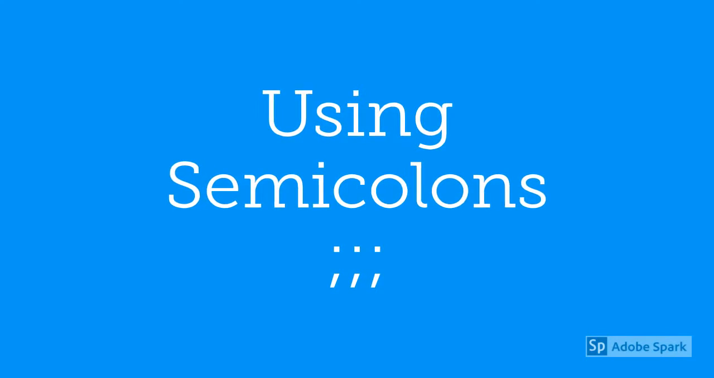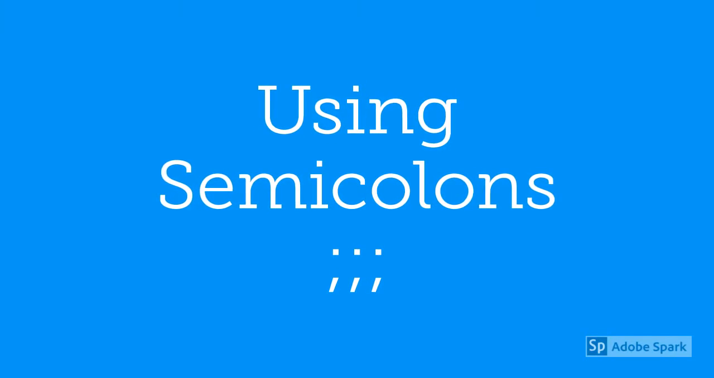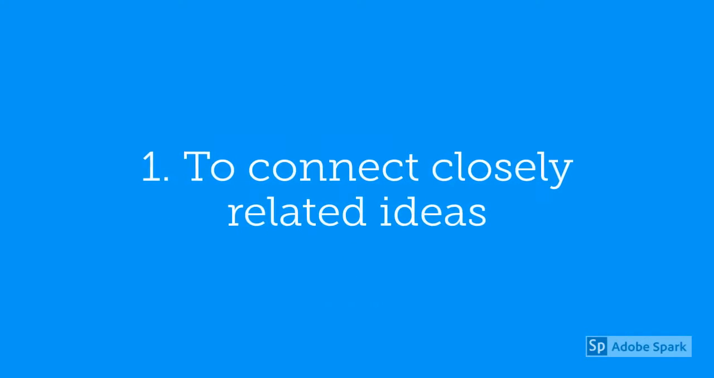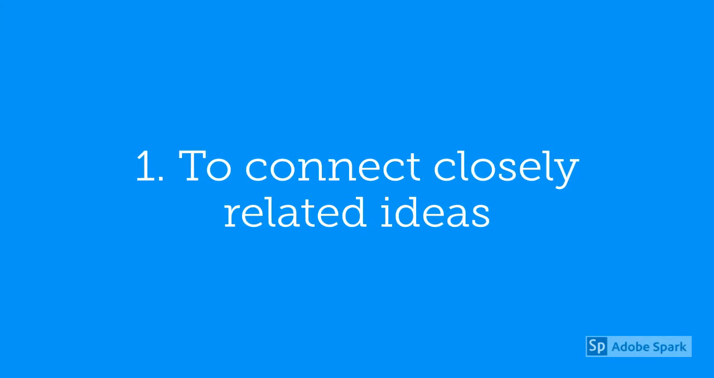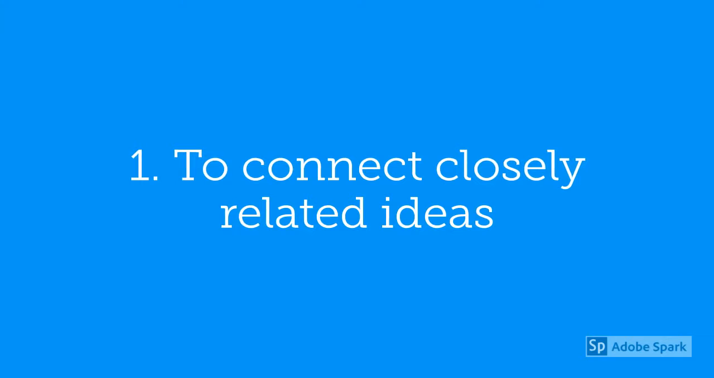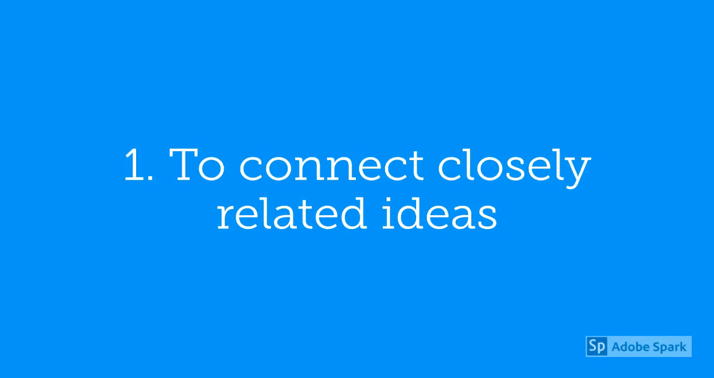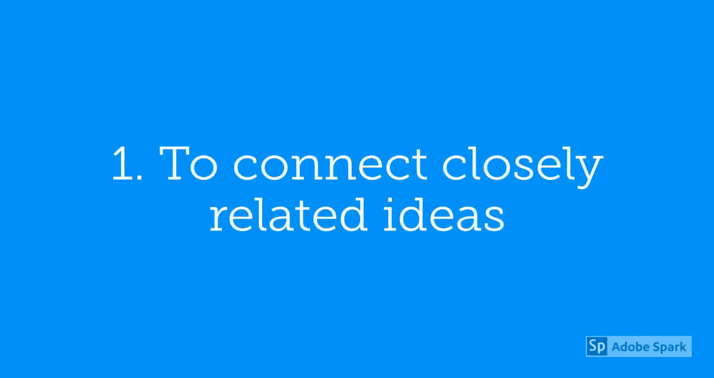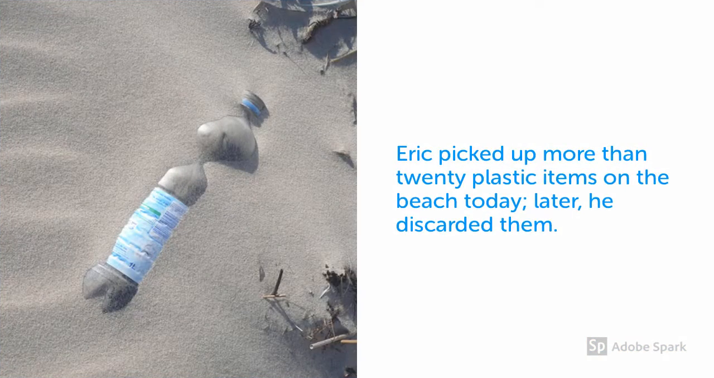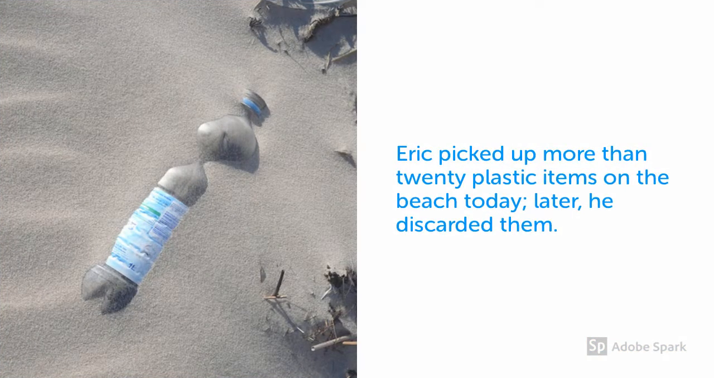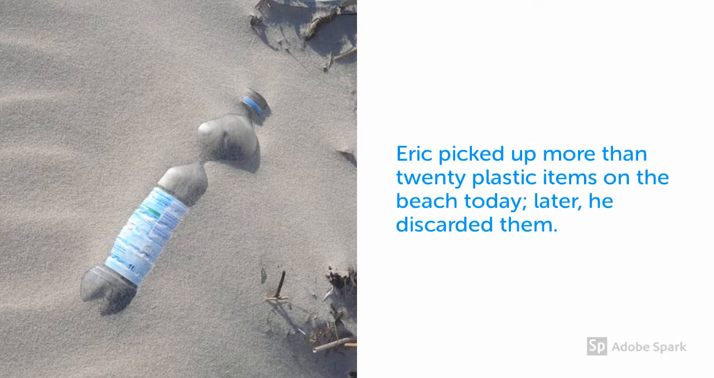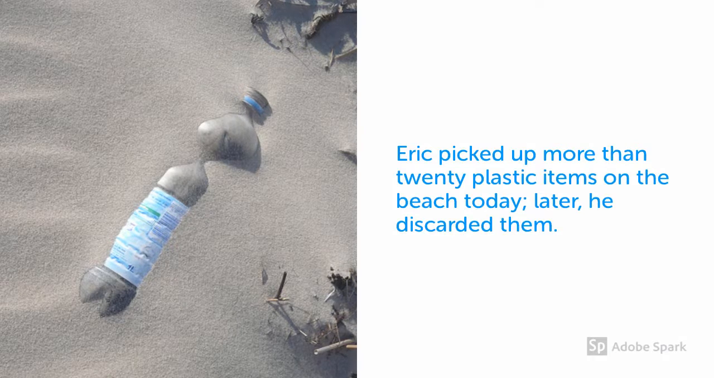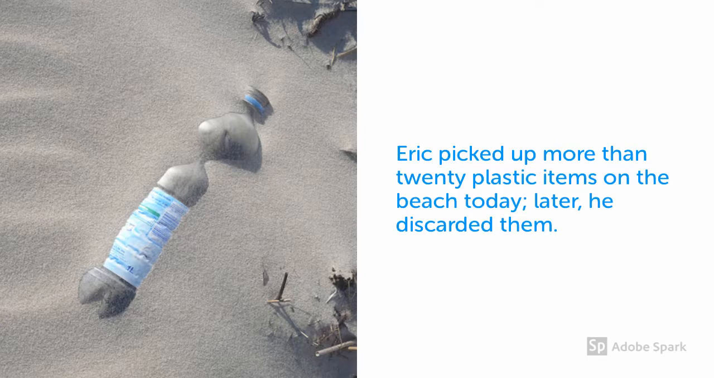In this video, we're going to talk about using semicolons. One way to use a semicolon is between two groups of words that express closely related ideas. Here's an example of a semicolon that's correctly placed between two closely related ideas.